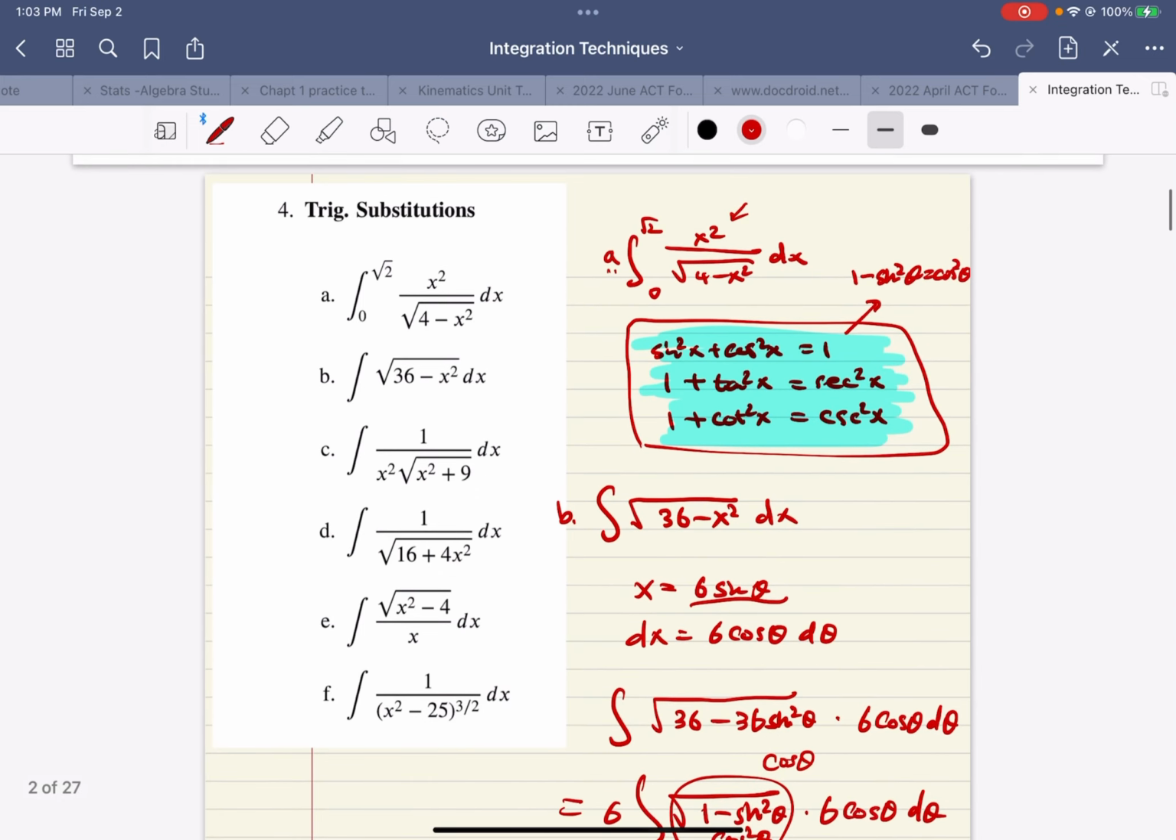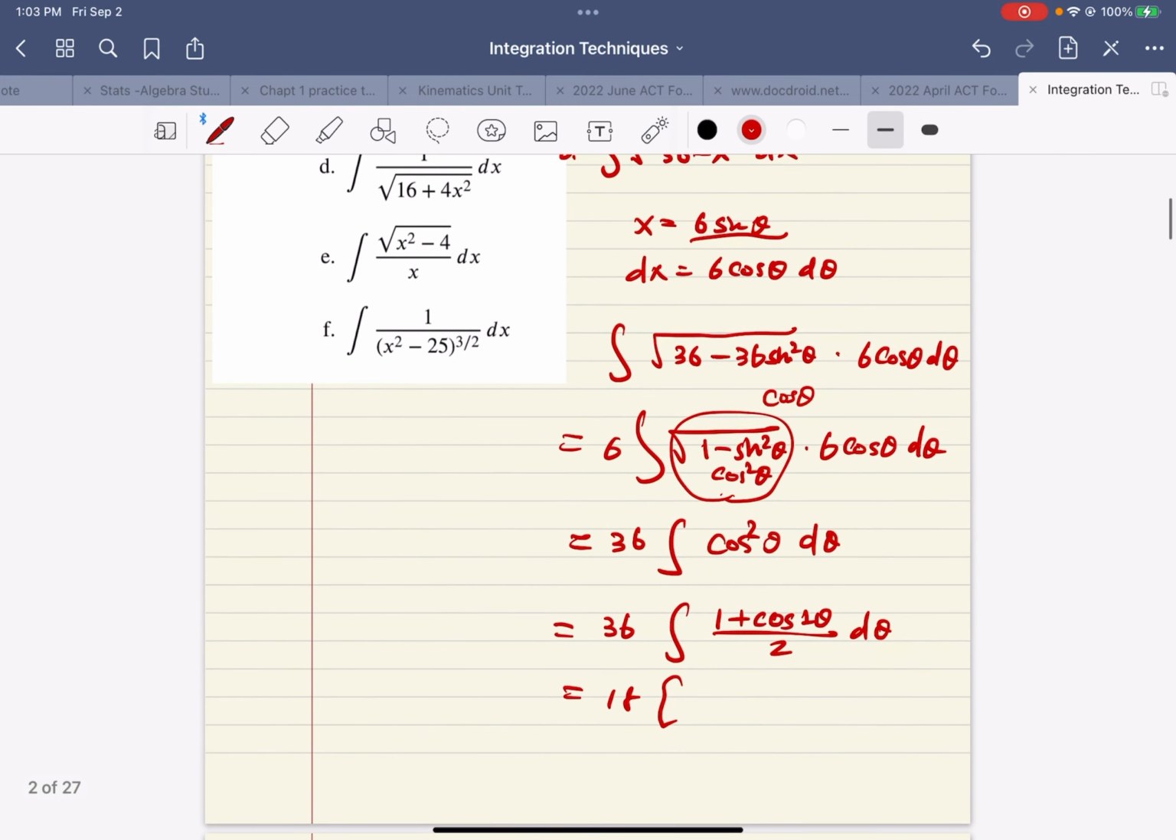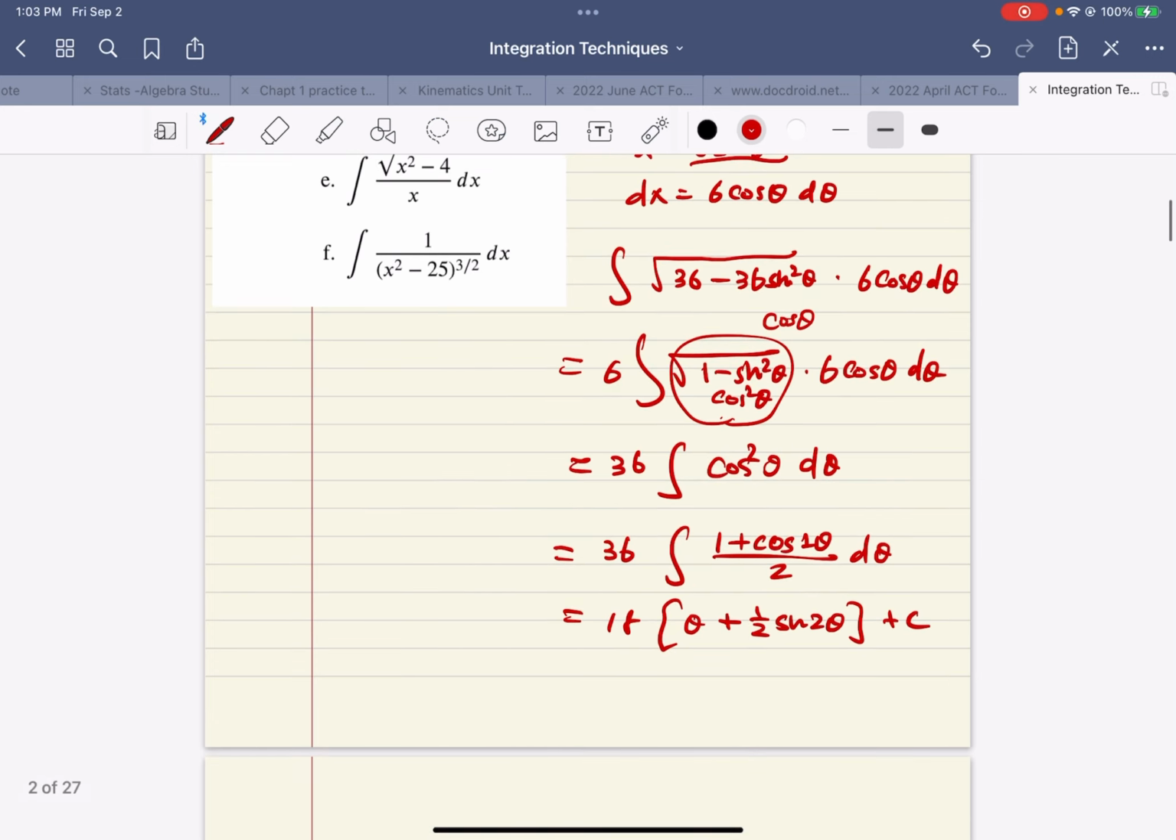This one is not a definite integral. So theta plus 1/2 sine 2 theta, plus c. So your final answer: 18 theta plus 9 sine 2 theta plus c.